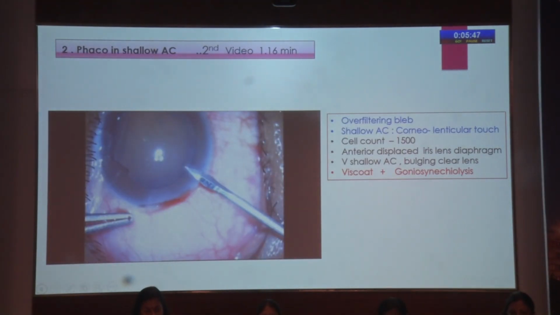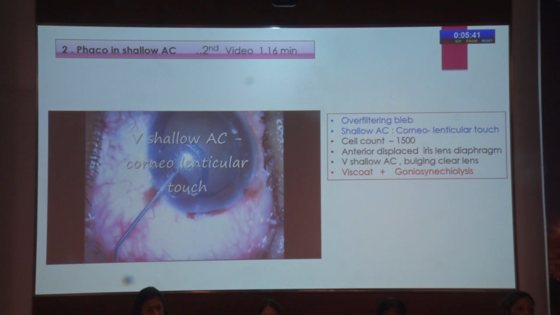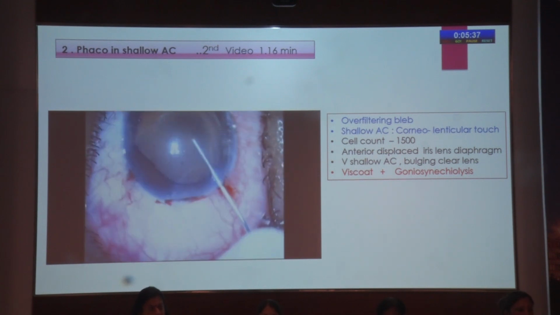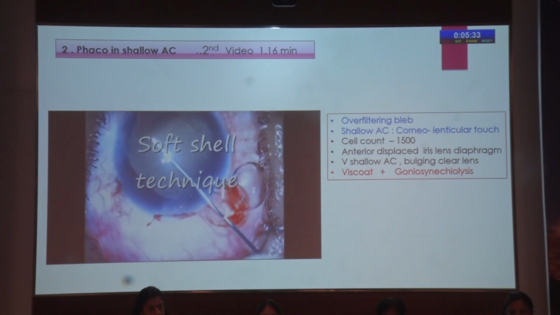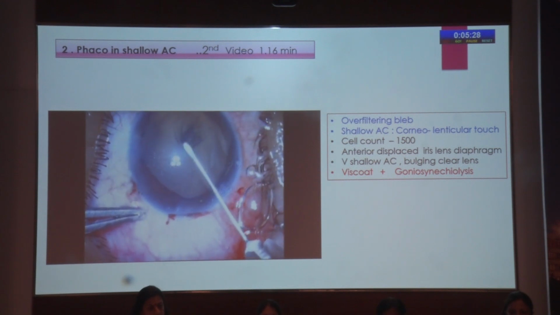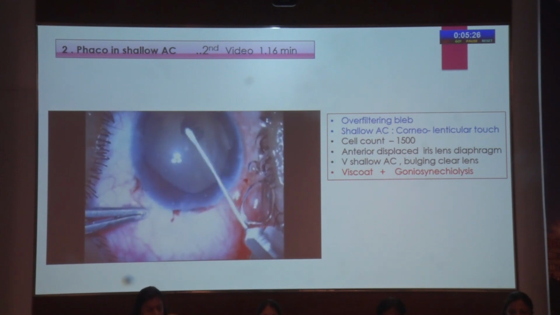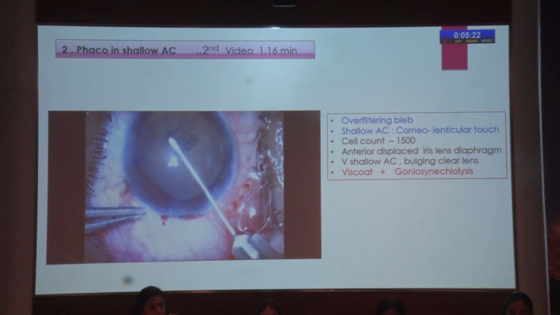This is another patient where we again did phaco in very shallow eyes. This was an overfiltering bleb, and it was almost a corneolenticular touch, with the cell count being 1500 because of the corneolenticular touch. We tried to do a soft shell technique. CCC was extremely difficult, and there was very little space to put the viscoelastic in. I just had to do it with the cystitome.